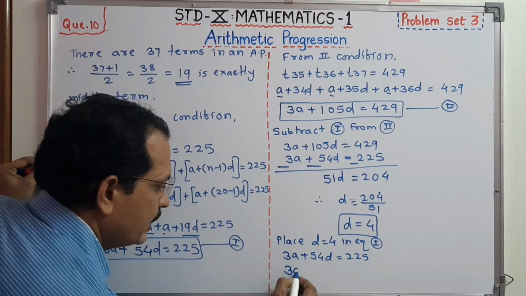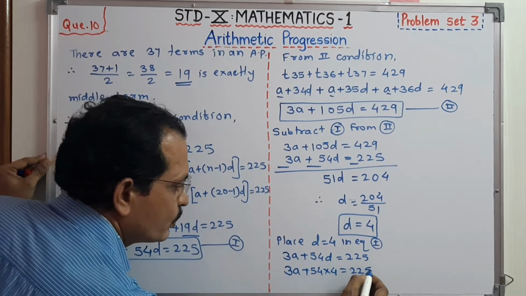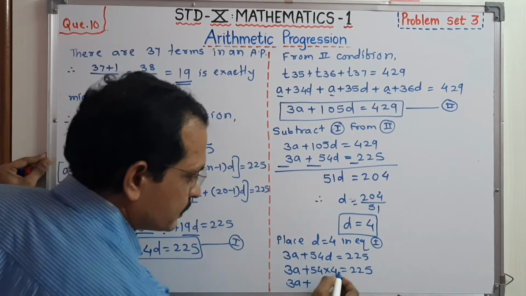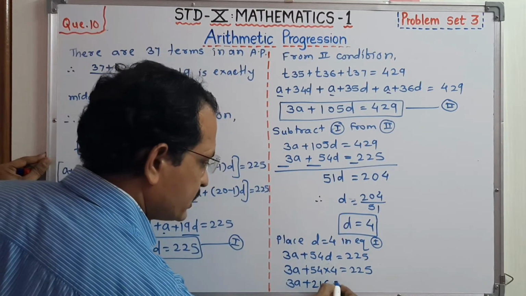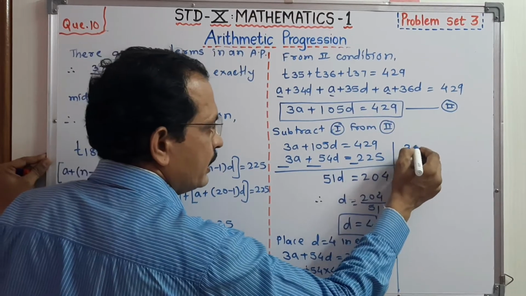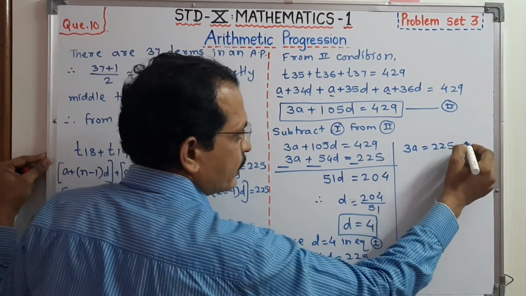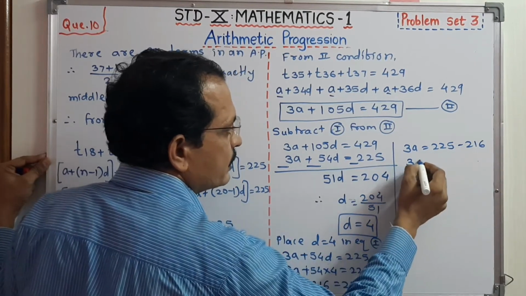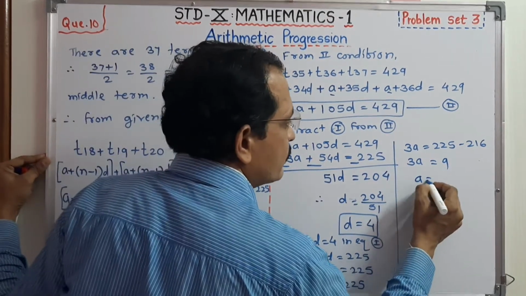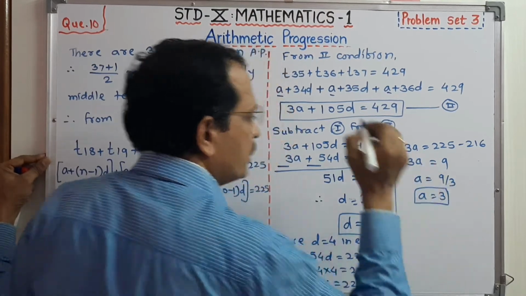Therefore 3a plus 54 into 4 is equal to 225. 3a plus 216 is equal to 225. Now here 3a is equal to 225 minus 216, therefore 3a is equal to 9. Now a is equal to 9 upon 3, therefore a is equal to 3.